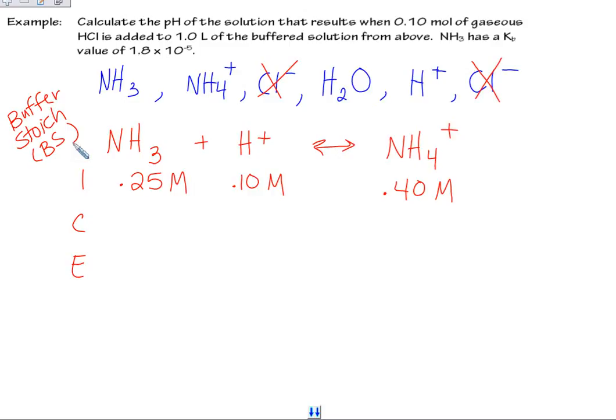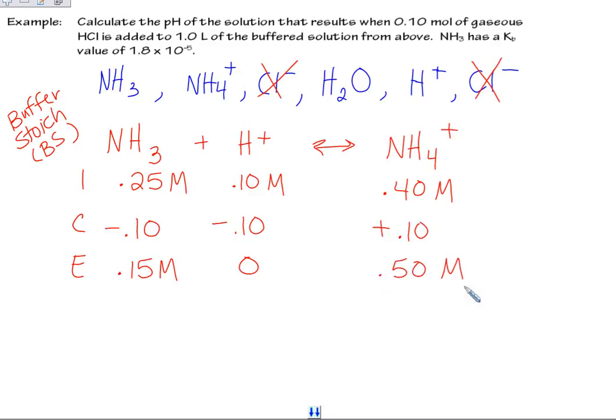Essentially, this is a limiting reactant situation. We want to react all this extra hydrogen so that at equilibrium it goes down to 0. So everybody else changes accordingly. The ammonia will go down by 0.1, so at equilibrium it'll be 0.15 molar. The ammonium ion will go up by 0.1, so at equilibrium we'll be at 0.5 molar.